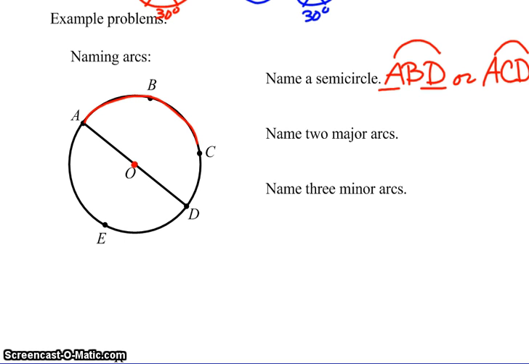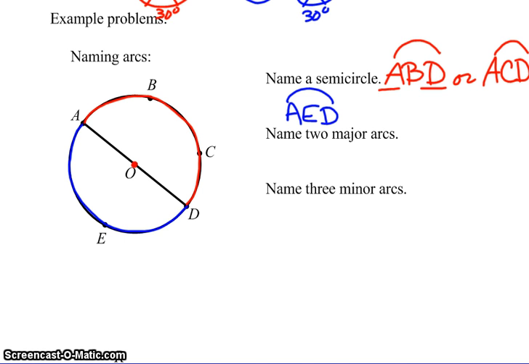It doesn't matter which endpoint you name first either. I could name that DCA or DBA. Either way, I'm referring to the arc on the upper half of the circle. If I'm referring to the arc on the lower portion of the circle, I could name that arc either arc AED or arc DEA. Notice the symbolism. You put the arc over the points that create the arc.